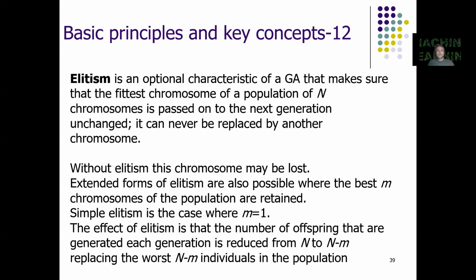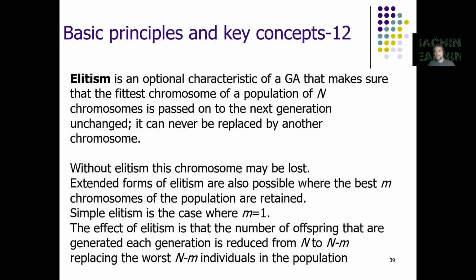An interesting operator is called elitism. It's an optional characteristic of GAs. It makes sure that the fittest chromosome of the population remains in the population and can never be replaced by other chromosomes. This is necessary because, as we said, selection is very important.